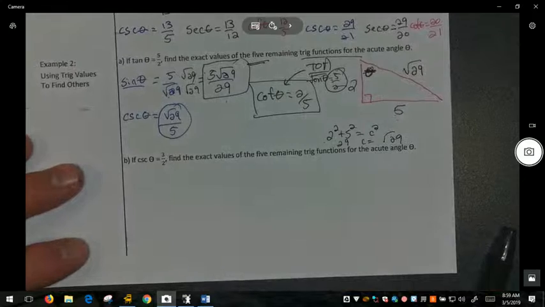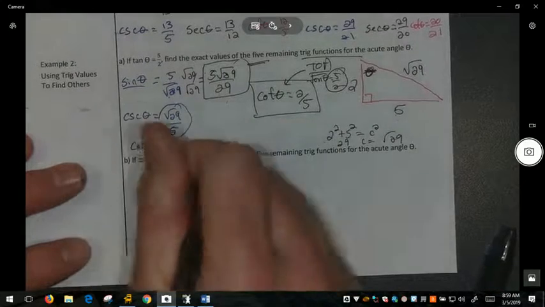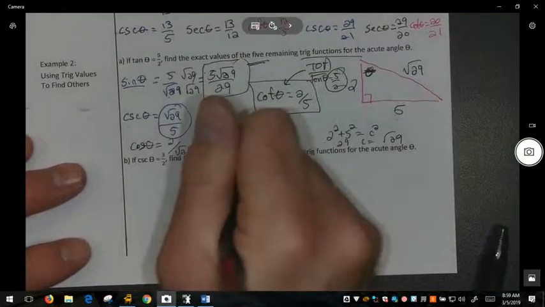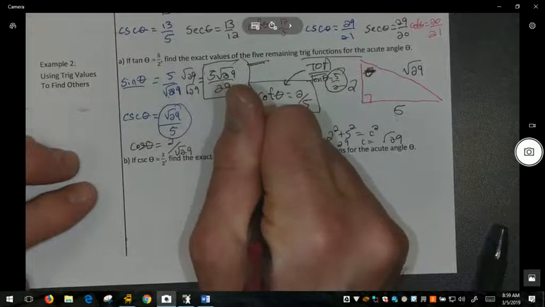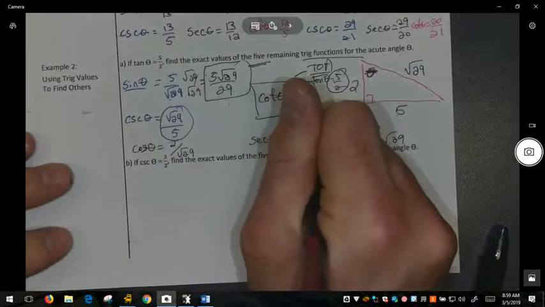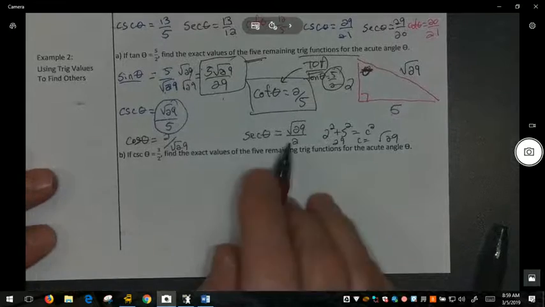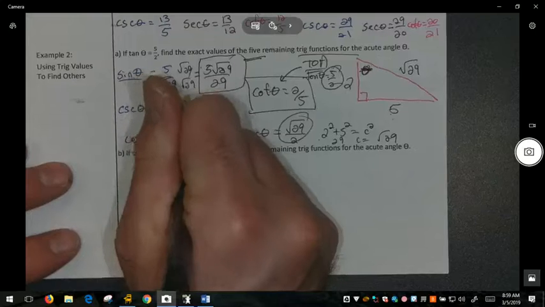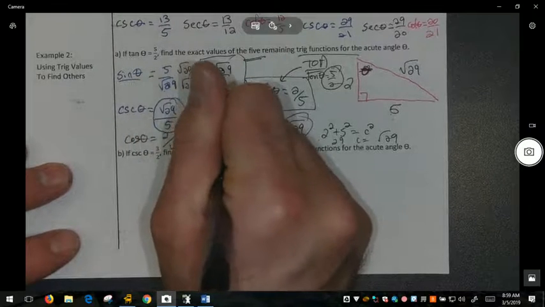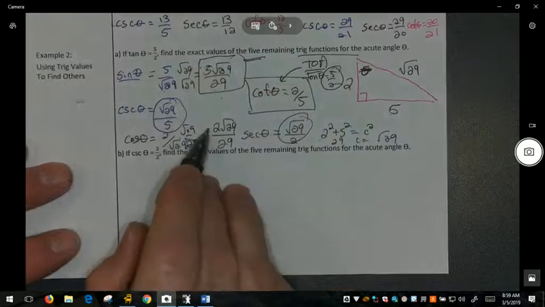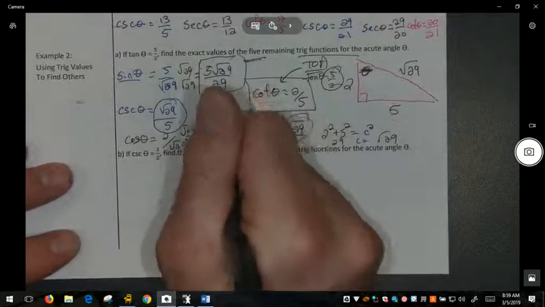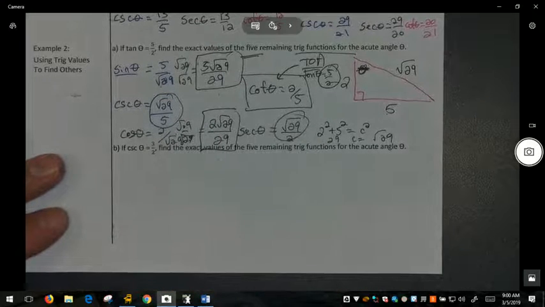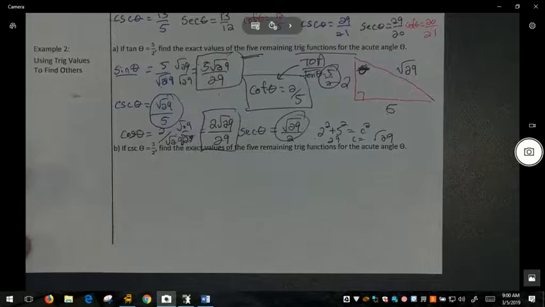We have to do cosine. Cosine of theta is adjacent over hypotenuse. So 2 over the square root of 29. I will have to rationalize this. However, before I do that, I'm going to write down the secant of theta, which is the reciprocal value. Square root of 29 over 2. I don't have to rationalize this one. It's good. This one I do have to rationalize. Multiply by square root of 29 over square root of 29, giving me 2 square root of 29 over 29. Again, if the 2/29ths could be reduced as a fraction, I would, but it can't. So there are my 1, 2, 3, 4, 5 remaining trigonometric functions.